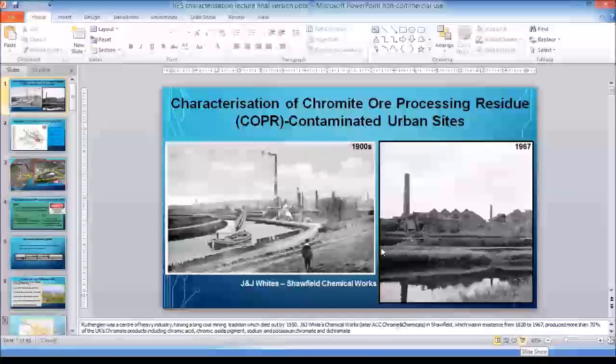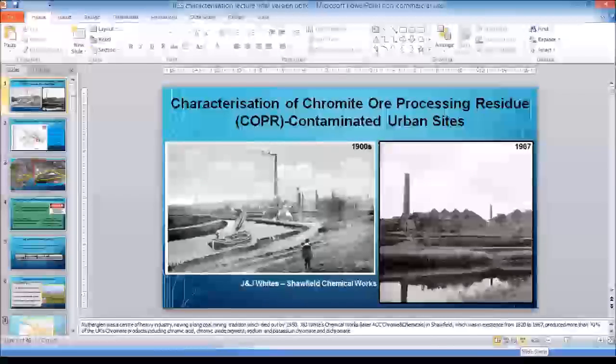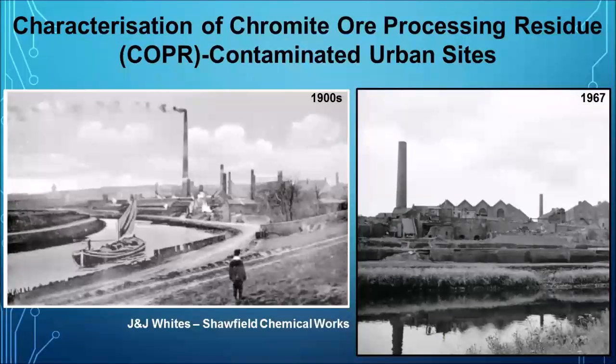And there we are. So today I'm going to be talking about characterising chromite ore processing residue at urban sites. Last week we talked a little bit about differences between agricultural and urban sites, and the sites that I'm going to be talking about are shown here today. Some views from the 1900s, and on the right hand side views from just before these chemical works closed in the 1960s. This is an area of Glasgow which was very heavily industrialised.